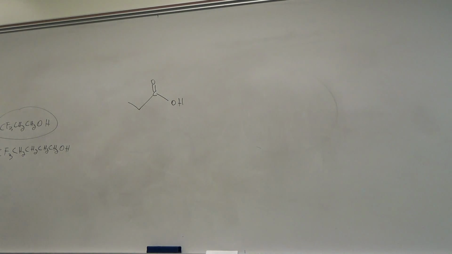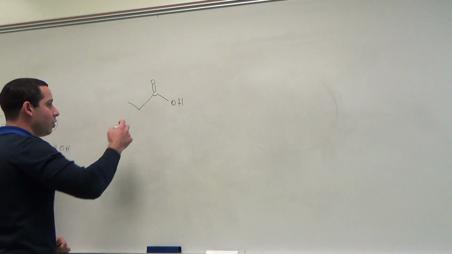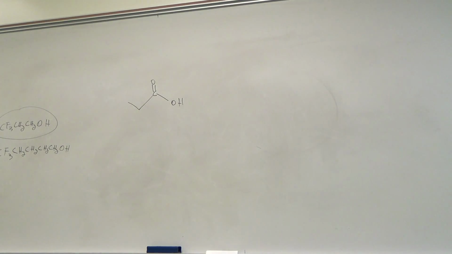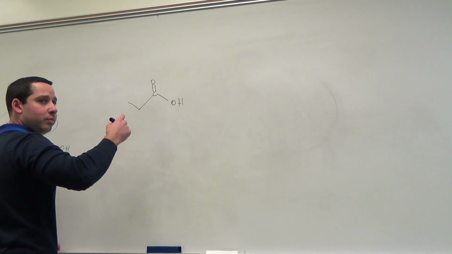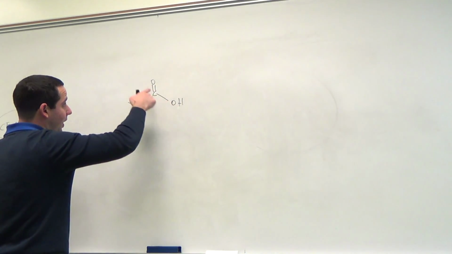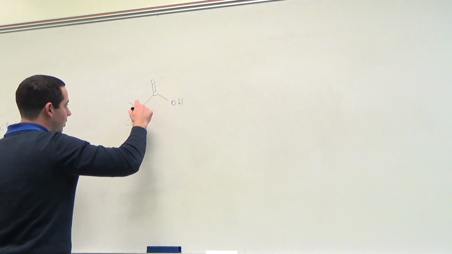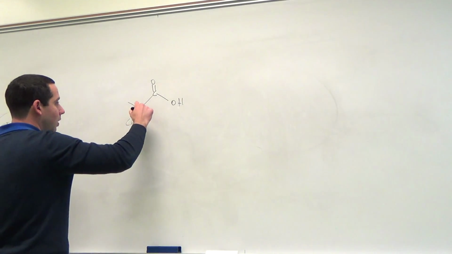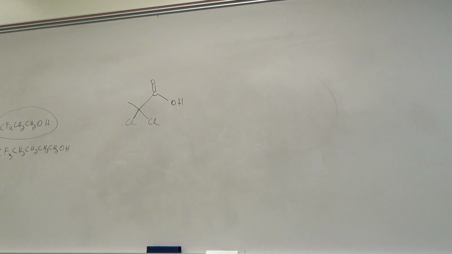So how do I make this more acidic without using fluorine? What do I do? Go to chlorine. Put chlorines on it, which is the next electronegative element after that. So where do I put them? As close to the OH as possible. As close to this group as possible. I can't put it here. No. I can't put it there. I gotta put it here. This is more acidic than the one before, and this is even more acidic than the one before. So by placing chlorines or fluorines on things, you make them more acidic. Okay.